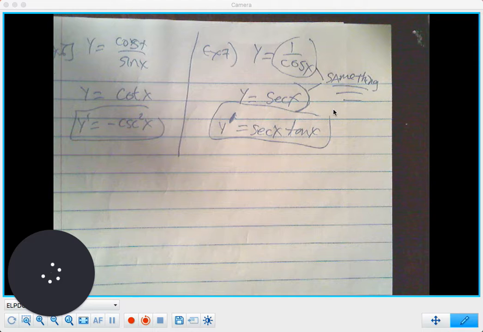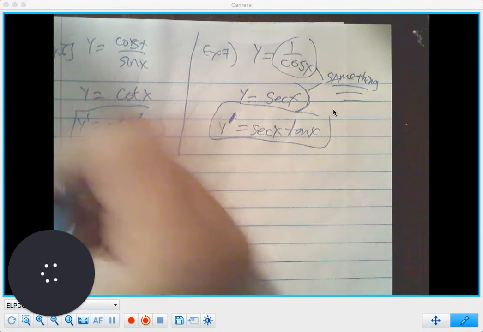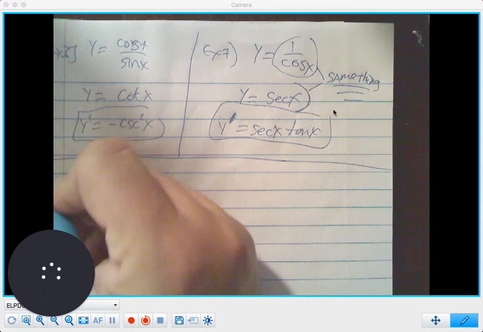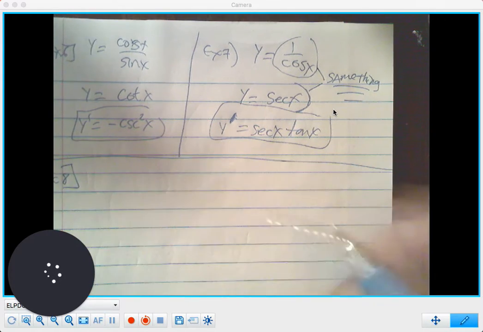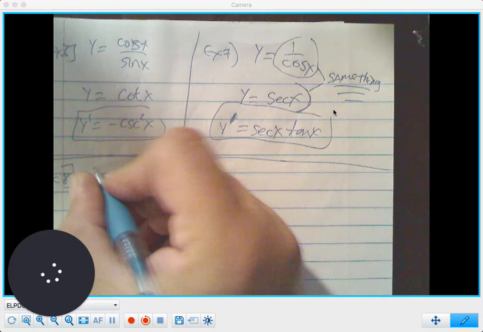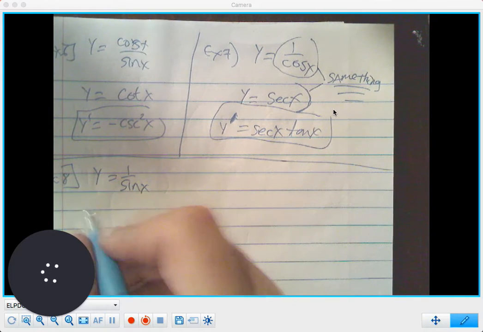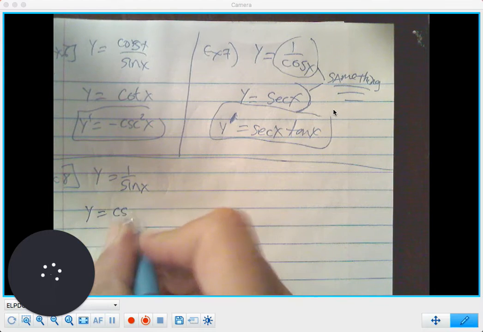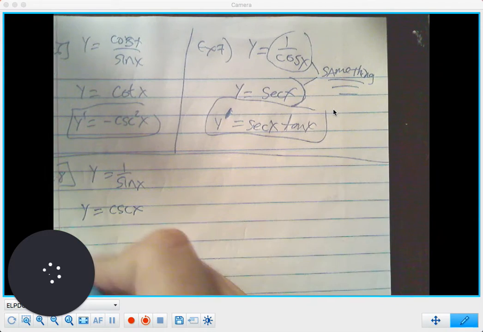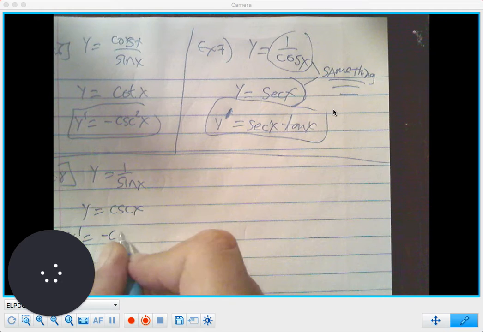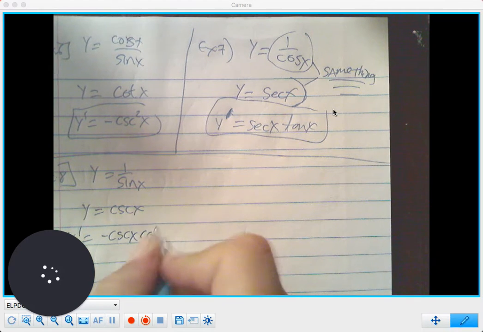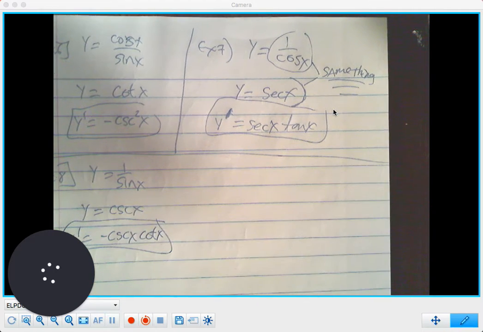Just for fun, I'm going to do another one. This one is y equals 1 over sine. 1 over sine, I remember, is cosecant. And I know that the derivative of cosecant is negative cosecant x cotangent x. And I'm done. Isn't that so beautiful?